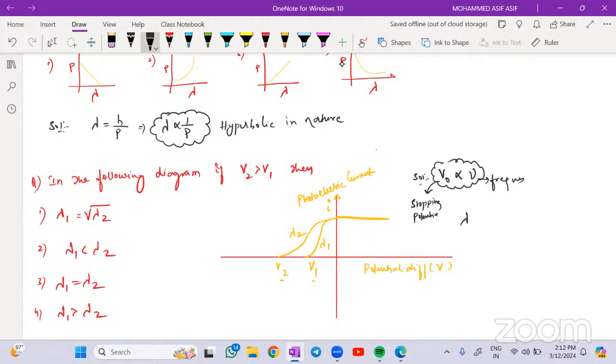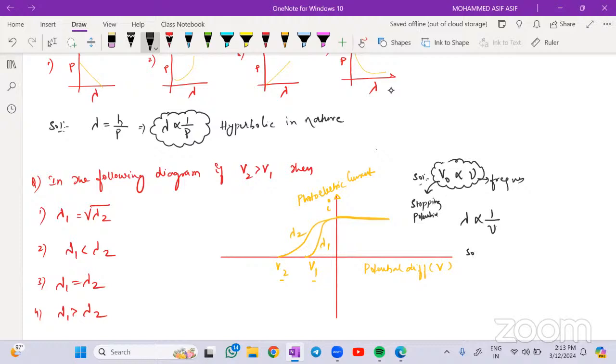And how the wavelength is related? Wavelength is inversely proportional to your mu, isn't it? Am I clear?